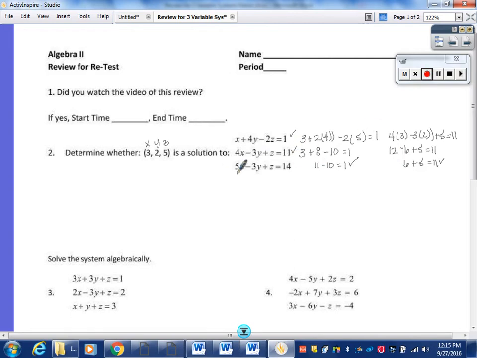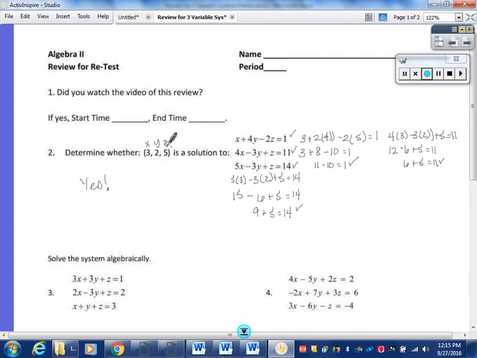And so we're going to check this last equation right here. So 5 times 3 minus 3 times 2 plus 5 is equal to 14. 5 times 3 is 15, 3 times 2 is 6, plus 5 is equal to 14. 15 minus 6 is 9, and 9 plus 5 is 14, so it checks out. So this solution worked in each equation. I checked it here, here, and here, and each time I got a true statement, and so the answer is yes.